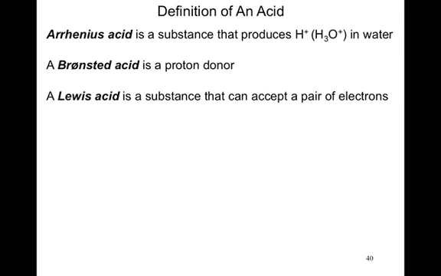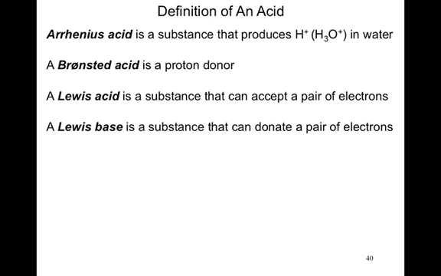Now we get to Lewis. A Lewis acid accepts a pair of electrons, and the base can donate a pair of electrons. It's a little different than the ones we've seen before. It's kind of like all Bronsteds are Lewis, but not all Lewis are Bronsteds. I hope I said that right. Yeah, I did.